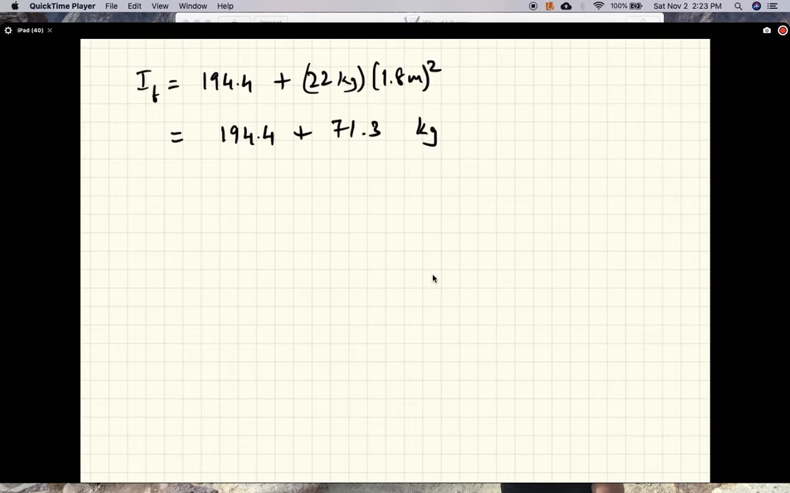So you can see that the kid, when he jumps on, changes the moment of inertia substantially. Okay, at least by 50%. Well, roughly by 35%.